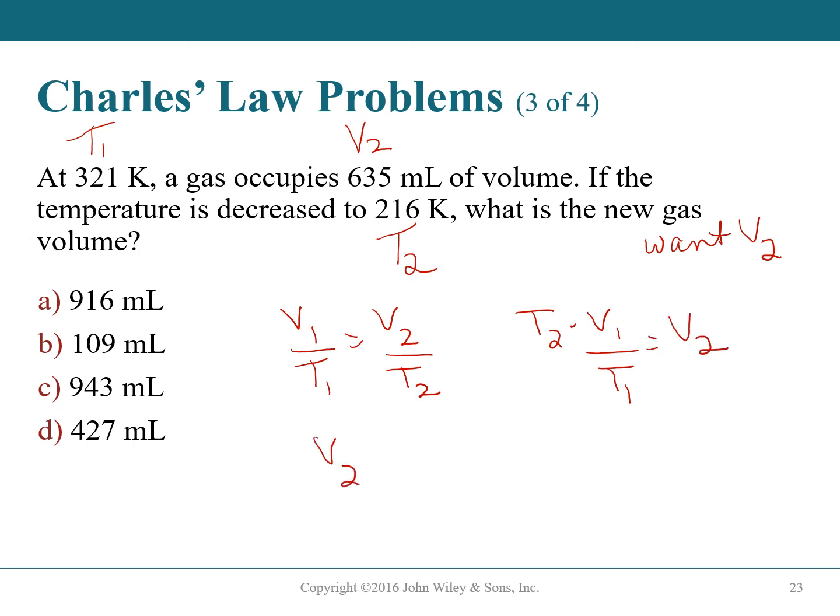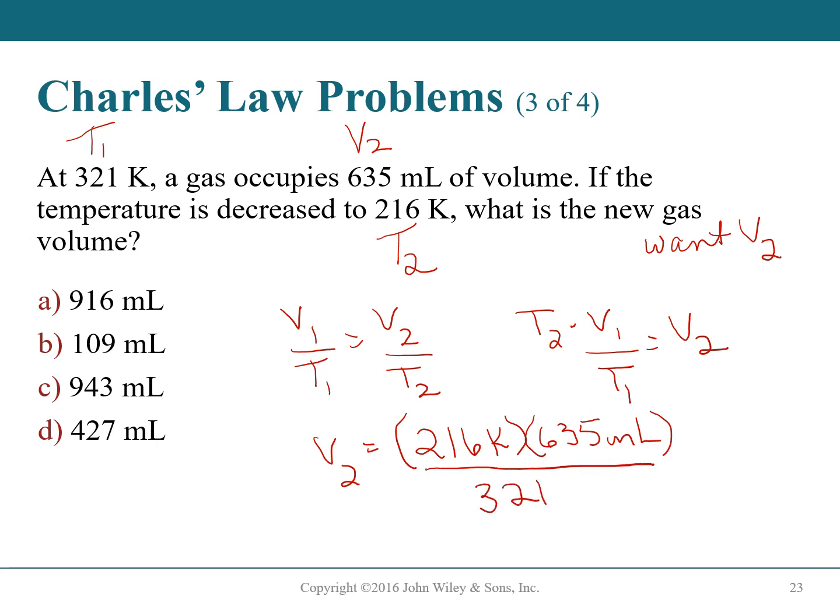So V2 is going to be equal to T2, which is 216 Kelvin, times V1, which is 635 milliliters, divided by T1, which is 321 Kelvin. And our answer will be in 3 significant figures. So 216 times 635 divided by 321. We get something like 427 milliliters. Okay?